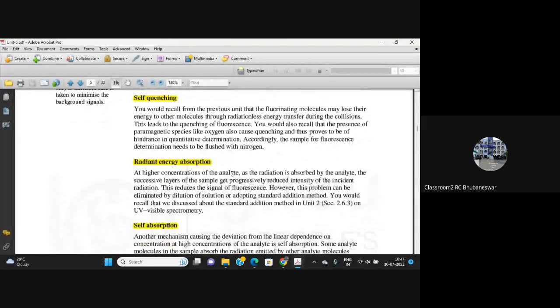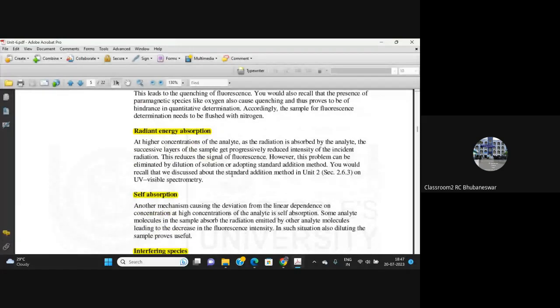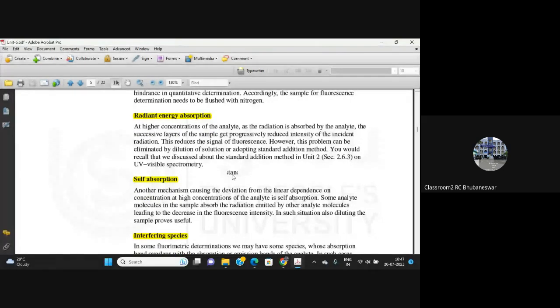Then the radiant energy of absorption. Absorption energy is also important: how much radiation is getting absorbed by the analyte, how efficiently that analyte is able to absorb. Otherwise, if there is less absorption, then emission also will be less.